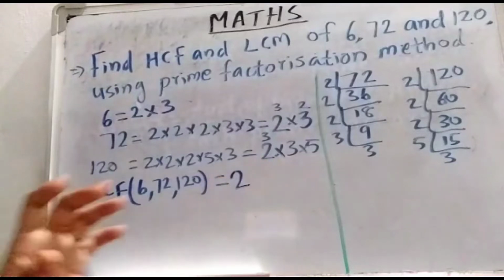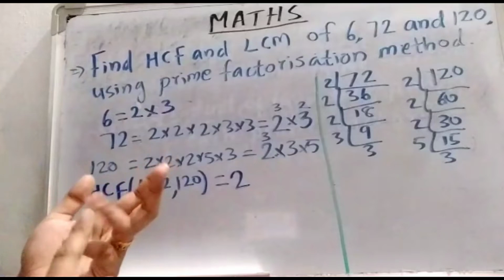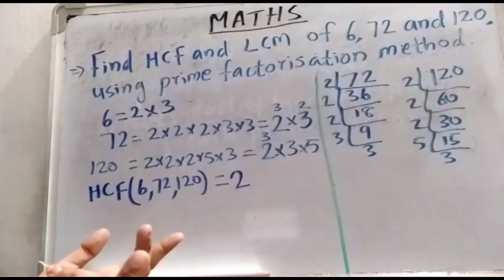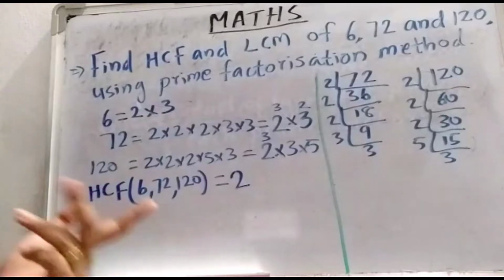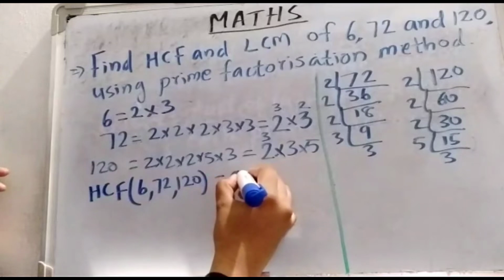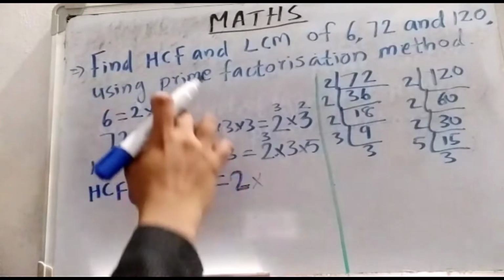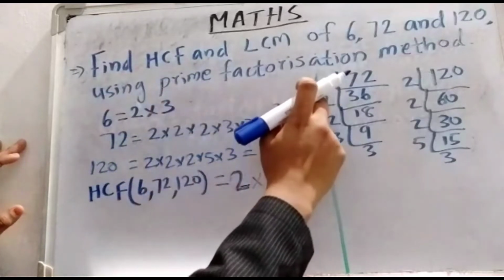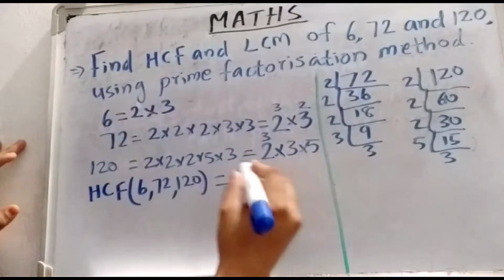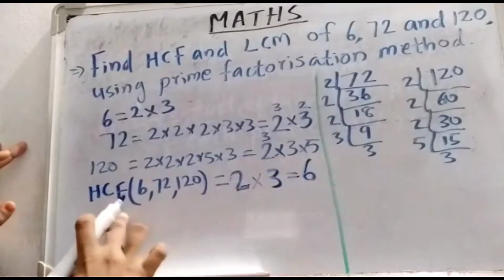To find the HCF of 672 and 120, 2 and 3 are the common prime factors, so we select 2 and 3. From 2, we select 2 raised to 1. Then from 3, we take the smallest power, here 3 squared, here 3, so the smallest power is 3. So 2 raised to 1 times 3 raised to 1 is 6. So 6 is the HCF.